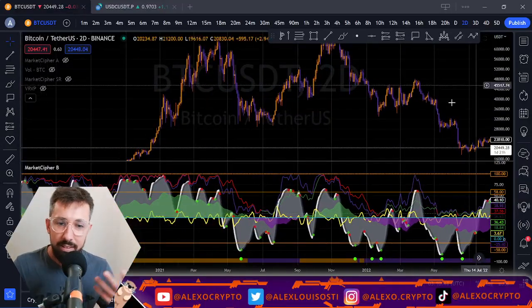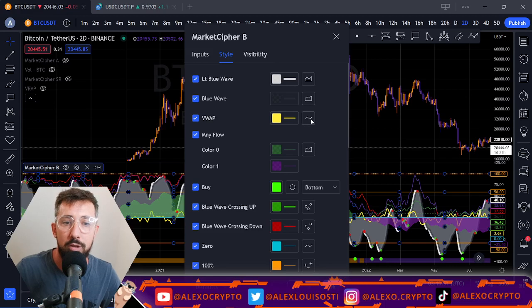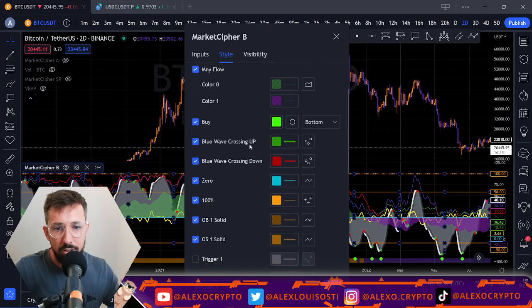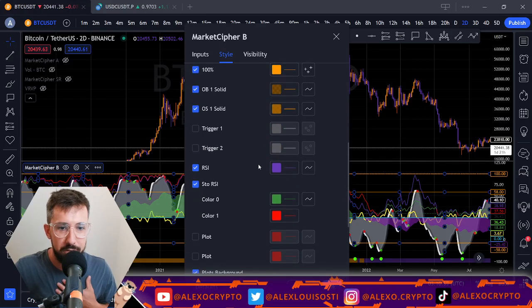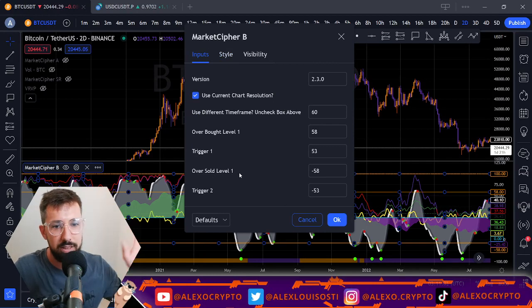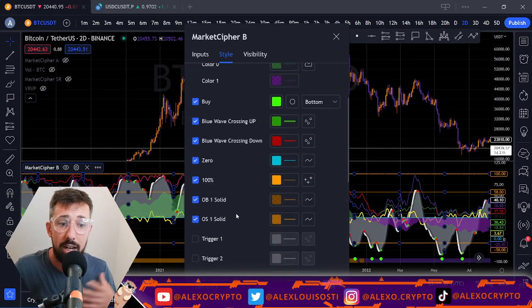So this is how I use it. Market Cipher B, here are my settings. I've changed the colors around. I've changed the VWAP to a line. I've changed the money flow to my channel colors, right? So you can see my setup here, the way I've got it. I keep the inputs the same. I do not mess with the inputs, but we have to realize some things that are on here and some that are not on here.